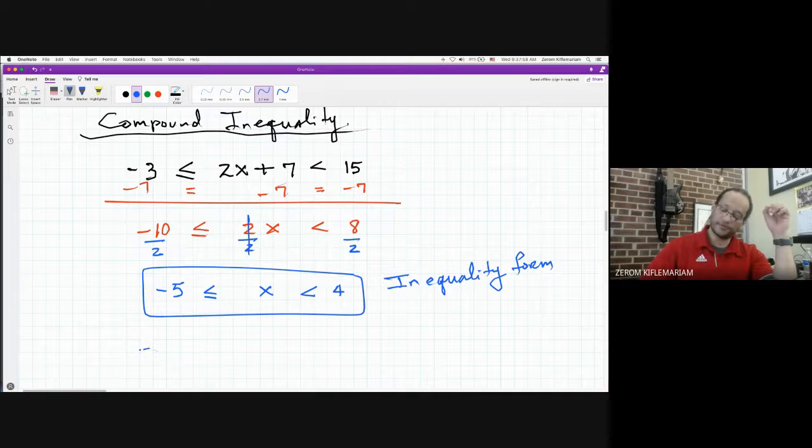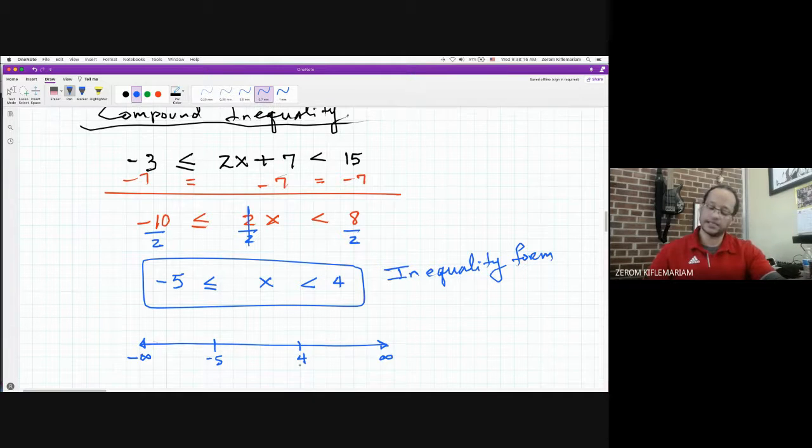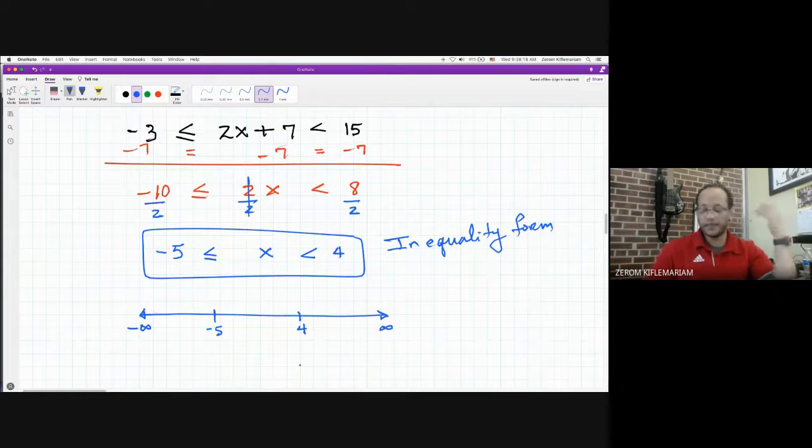In a graph, again, negative infinity to positive infinity. The two numbers that I'm interested in are negative 5 and 4. It says x is in between. If you want, you can go ahead and do your test points. Once you do your test points, then you should be able to see if this is true or not.